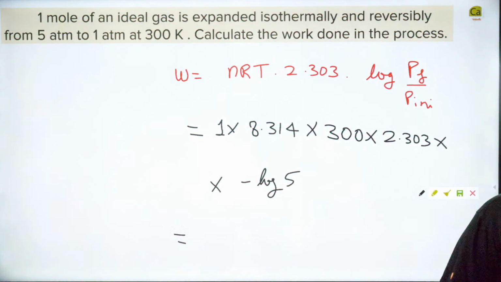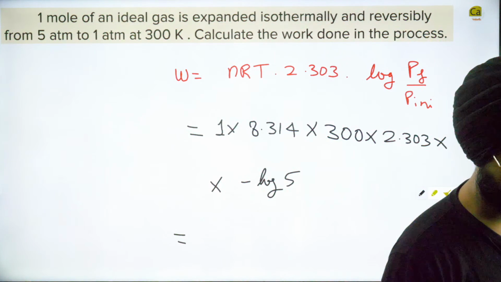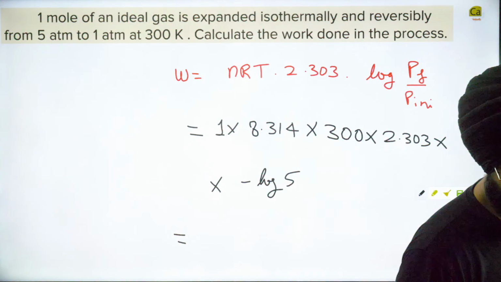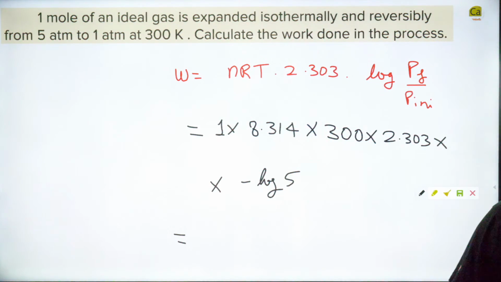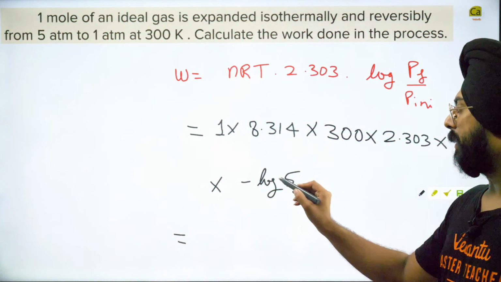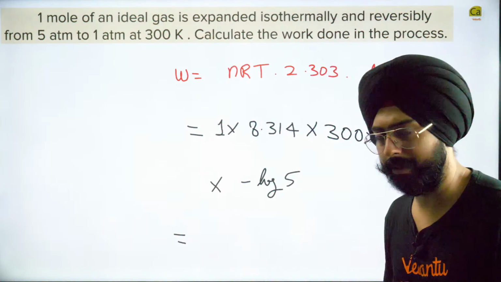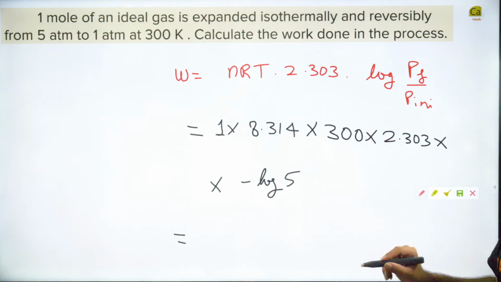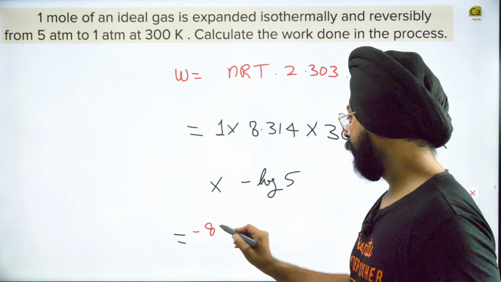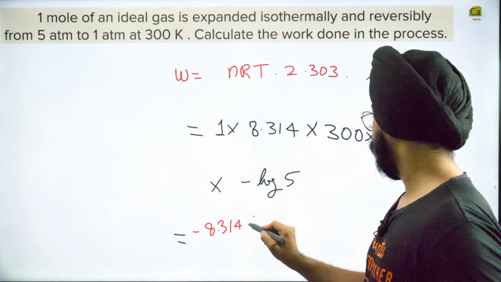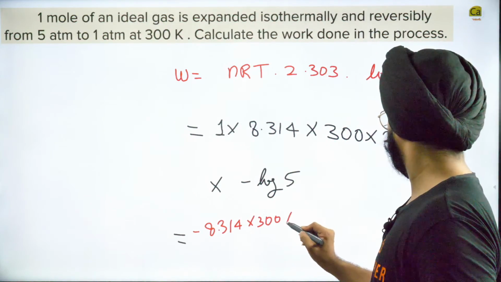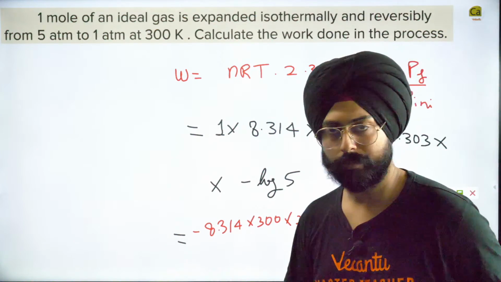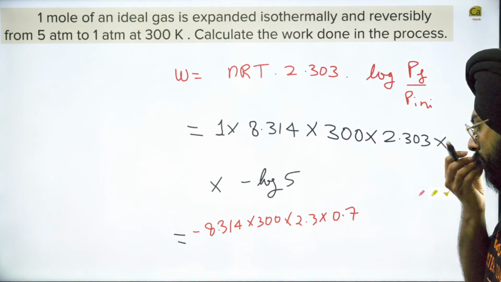What is log 5? Log 5 की value थोड़ी बहुत याद रखी होगी आप लोगों ने. I don't remember the value. I'll Google it quickly. मेरे सामने Google भाई खुला रहता है. So log 5 is approximately 0.7. For all of you who don't know, log 5 is approximately 0.7. तो क्या आ गया यहाँ पे? Minus 8.314 into 300 into 2.3 into 0.7. That's what it is, right?